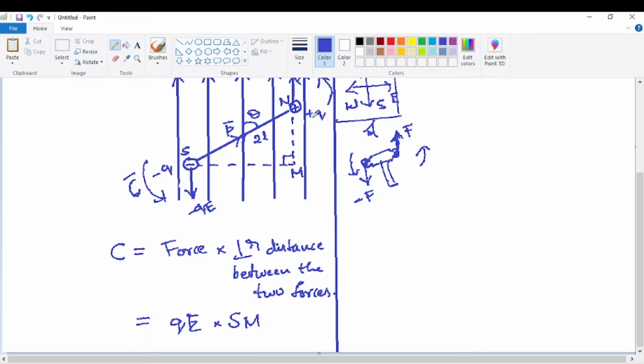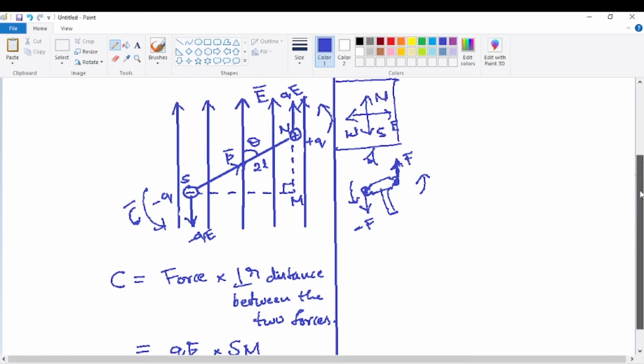But just see here, these are parallel lines. This is the direction of the electric field, and this is the direction of the force QE, which is also in the direction of the electric field. So this line and this line are parallel lines, and this line, which is a part of the dipole, is the transversal. Always for two parallel lines and a transversal, alternate interior angles are equal. This angle and this angle are alternate interior angles. So this is theta means this also will be theta.